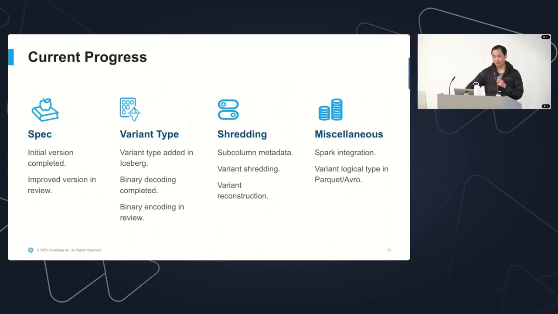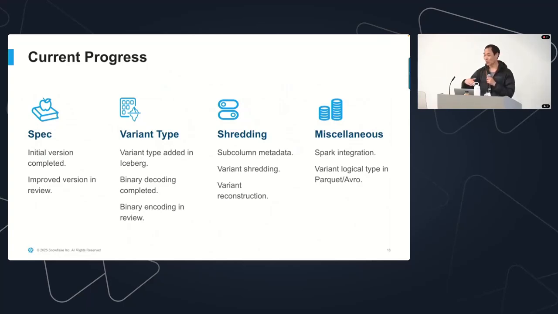Second is variant data type support. That's basic variant type support without shredding. The type is already added, and a reference encoding or decoding implementation is already merged. We have encoding under review as well. Of course, if we want to support the full stack, we have to add support to Iceberg, Parquet, or Core, a lot of libraries. It's still going. For shredding, we've started, but it's just started.